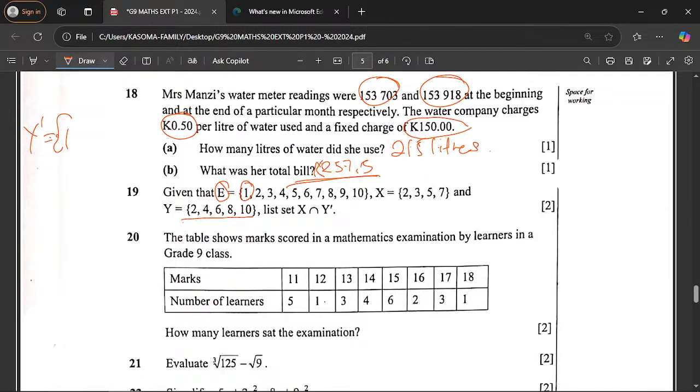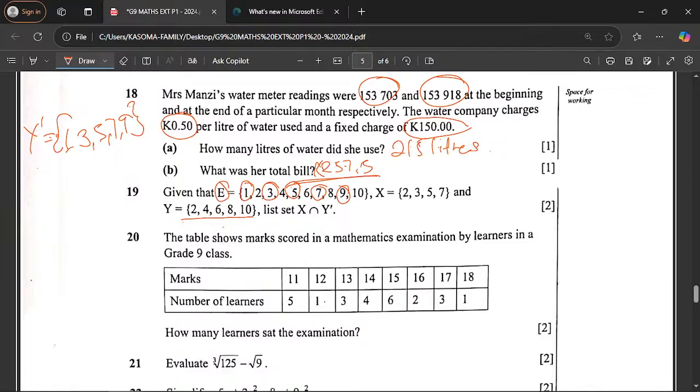2, yes. Is 3 found in Y? No. So we write 3. Then is 4 found in Y? Yes. 5, is 5 found in Y? No. Then is 6 found in Y? Yes. 7, is 7 found in Y? No. So we write 7 there. Then 8, yes. Is 9 found in Y? No. So we can write 9 there. Is 10 found in Y? Yes. So Y complement is equal to 1 3 5 7 9.